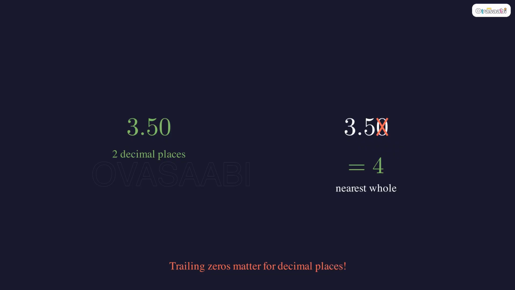Exam tip: trailing zeros matter in decimal place rounding. Write 3.50, not 3.5, but for whole numbers just write 4.